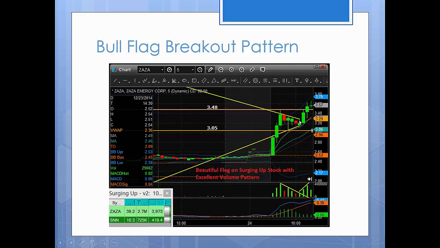All right, so this would have been a little bit of a nerve-wracking moment here, because you get in here and you're not quite sure. It made a new high and then it pulled right back in. Is this a fake out? And then it goes on the next candle.